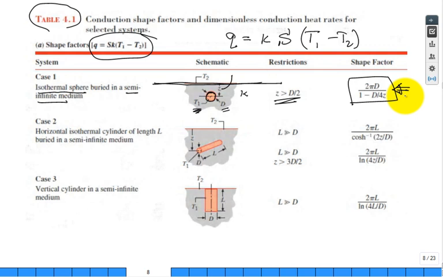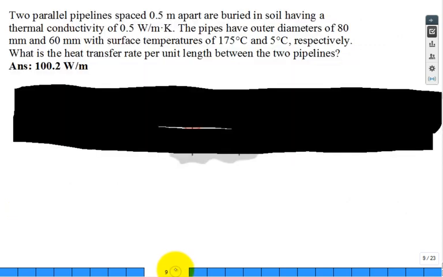Okay, here's another one, horizontal isothermal cylinder of length L buried in a semi-infinite medium. So all you have to do is read, find your right case, and then apply it. That's all you have to do. Two parallel pipes are buried, spaced 0.5 meters apart, in soil having a given thermal conductivity. The pipes have outer diameters, so one is a little bit larger than the other, 80 millimeter diameter versus 60 millimeter diameter. The surfaces are 175 and 5, so one's hot, one's cold.